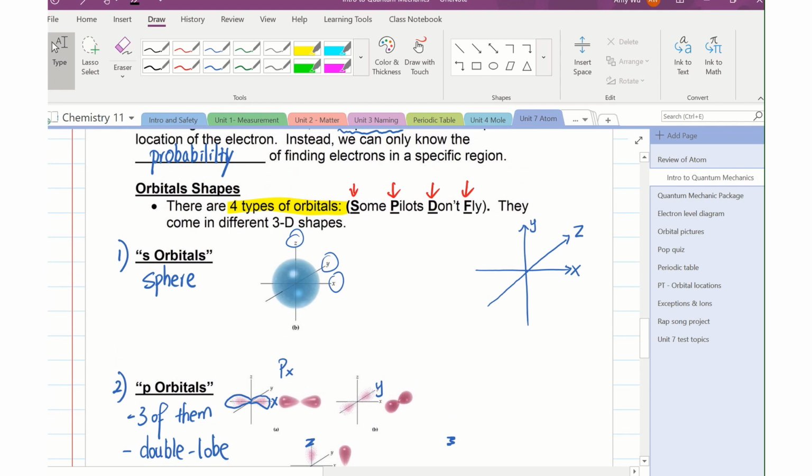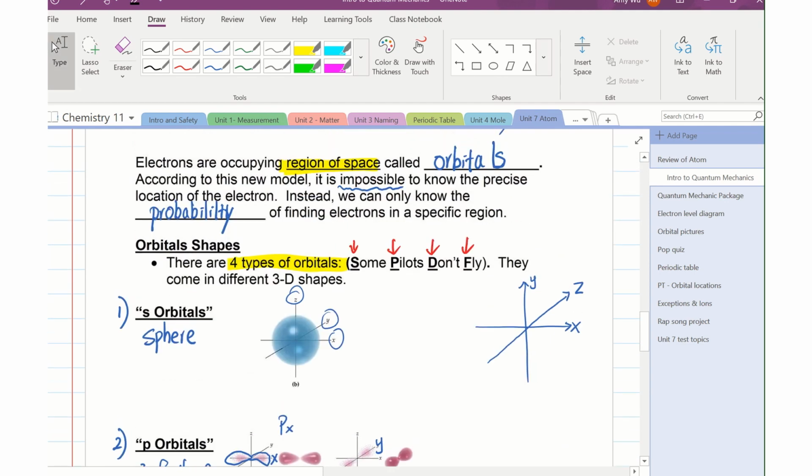So for the model of the atom, there are four different types of orbitals, and they give you the probability of where you find the electrons. They have the highest probability of finding the electrons. That's what they are. So we'll continue on the next slide. You guys can take a break and come back.